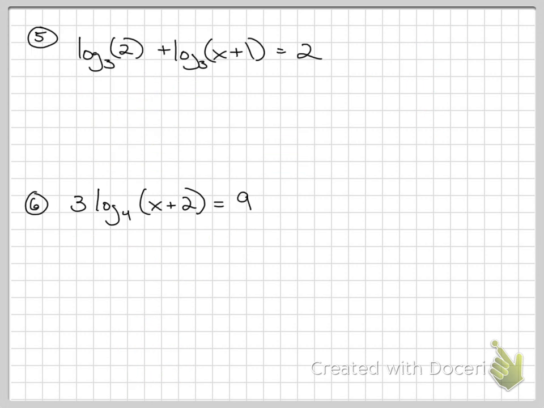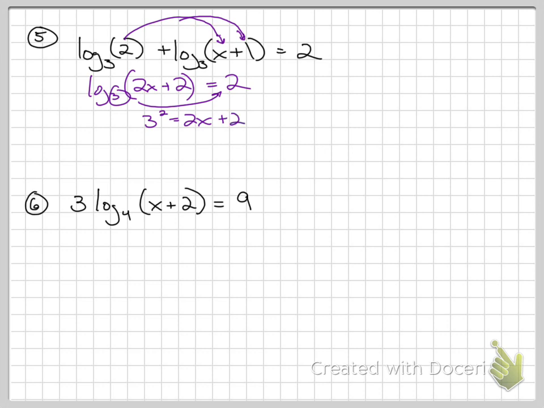More of the same, right? Logs and regular numbers. Condense. Log base 3 of. Plus means multiply, and when you have more than one term over here, you need to distribute the 2 to both terms as you multiply. So that's log base 3 of 2x plus 2 as I distribute. Then change it to an exponent problem. 3 squared equals 2x plus 2. 3 squared is 9 equals 2x plus 2. Minus the 2, minus the 2, and divide. X equals 7 divided by 2.